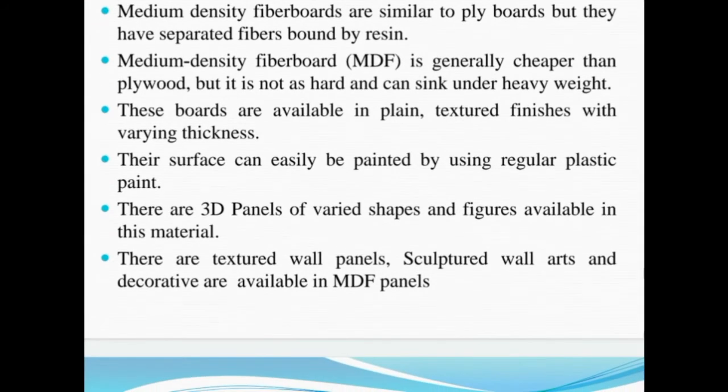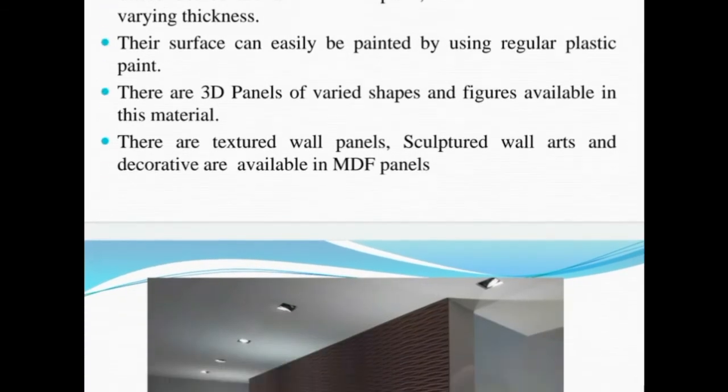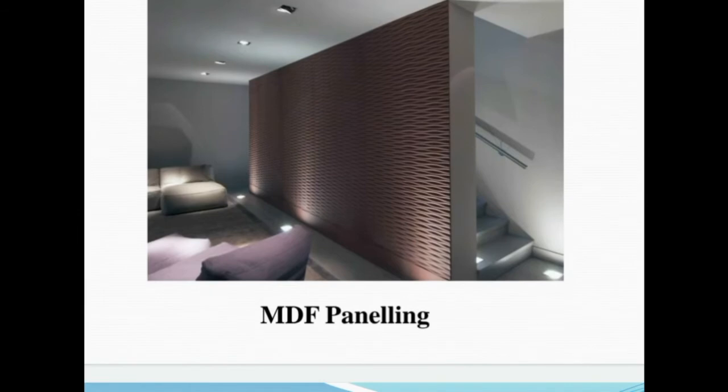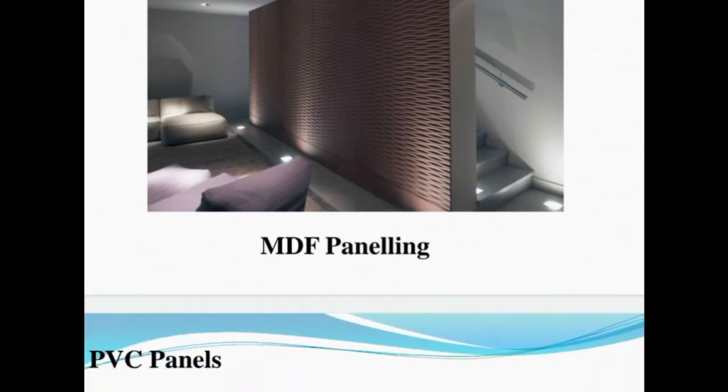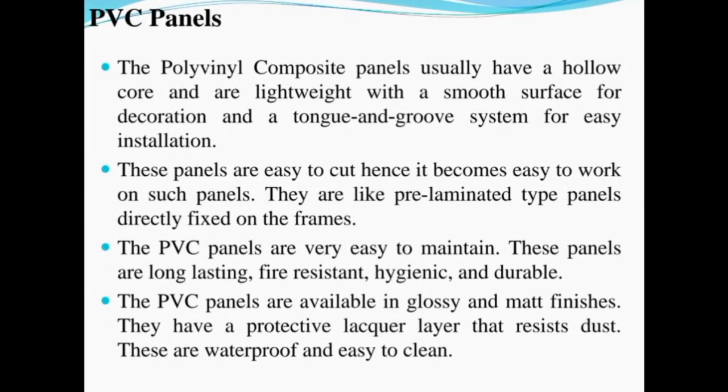and they are available in 3D panels of various sizes and shapes and structures in the market, and they have sculptured wall arts and decoratives that are all available in the medium density fiberboard panels. And this is one of the pictorial representations of the medium density fiberboard panels which are used in the construction industry. And now we are going to see about the PVC panels.